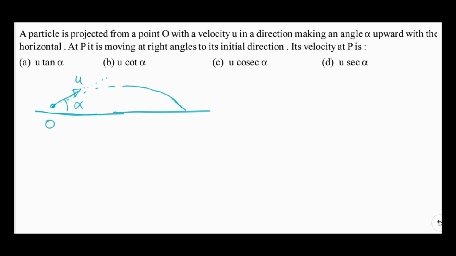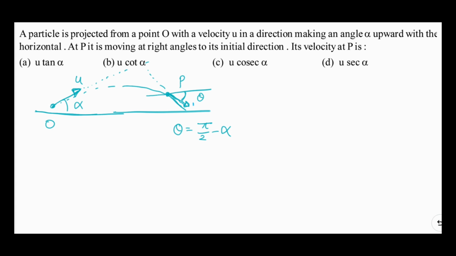Its initial direction of motion is this. So at some point the motion of the particle is at right angle to it. Suppose this is that point where the velocity of the particle is at right angle to the initial direction of motion. So definitely at this point the angle of velocity with horizontal should be 90 minus alpha. This theta angle should be 90 minus alpha because it is at right angle to the initial direction of motion, which is at alpha angle above horizontal. So velocity here should be at 90 minus alpha angle below horizontal.